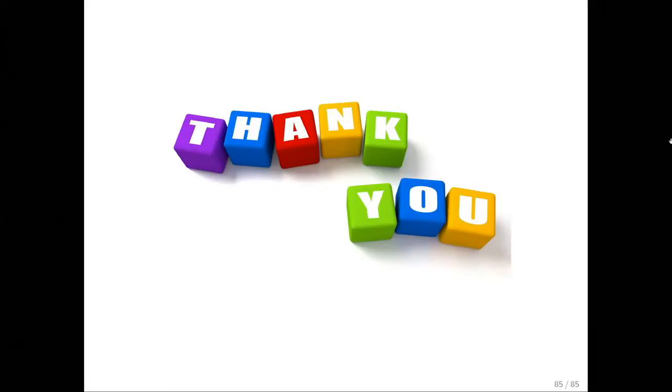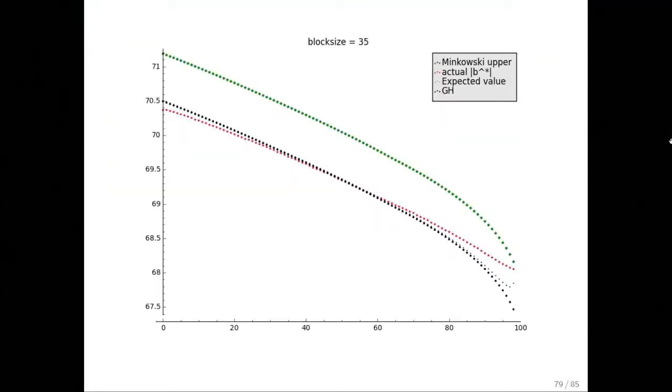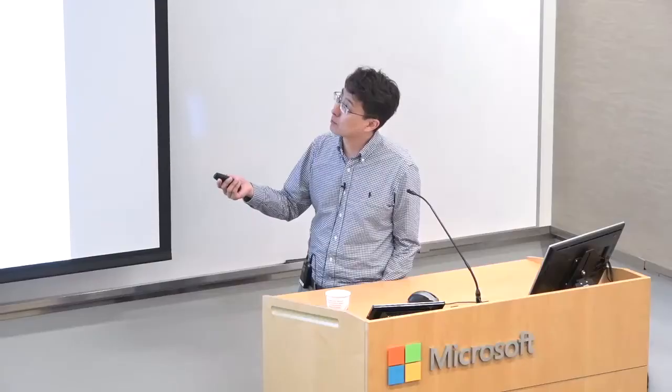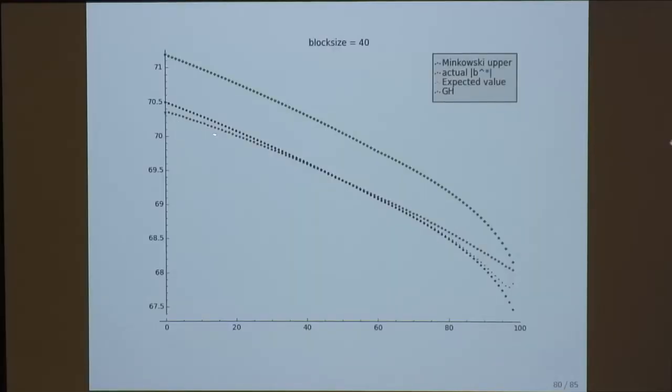Questions? Yes. Hi. So you mentioned that for small block sizes, you have this behavior where the Gaussian heuristic is a bit pessimistic on the length of what we find. Yes, exactly. That's from experimental study. There are plenty of experiments showing that if I do this BKZ with small block size, then the very first part of the lattice is even better than the Gaussian heuristic.